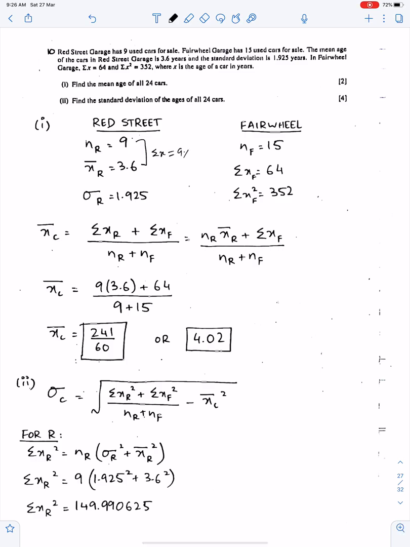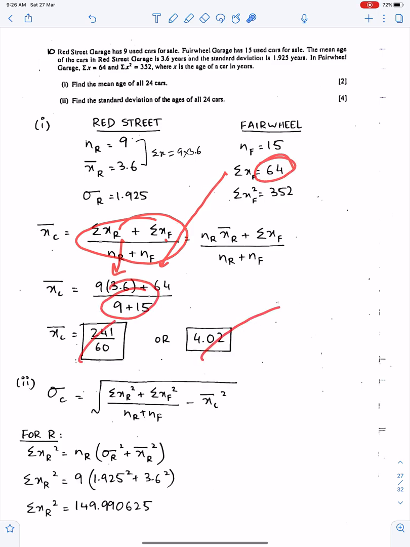Nine times 3.6. So this number is here. This student used this formula, and sigma f is 64 and 9 plus 15. Exact answer, estimated answer. We will use this answer in a later part.